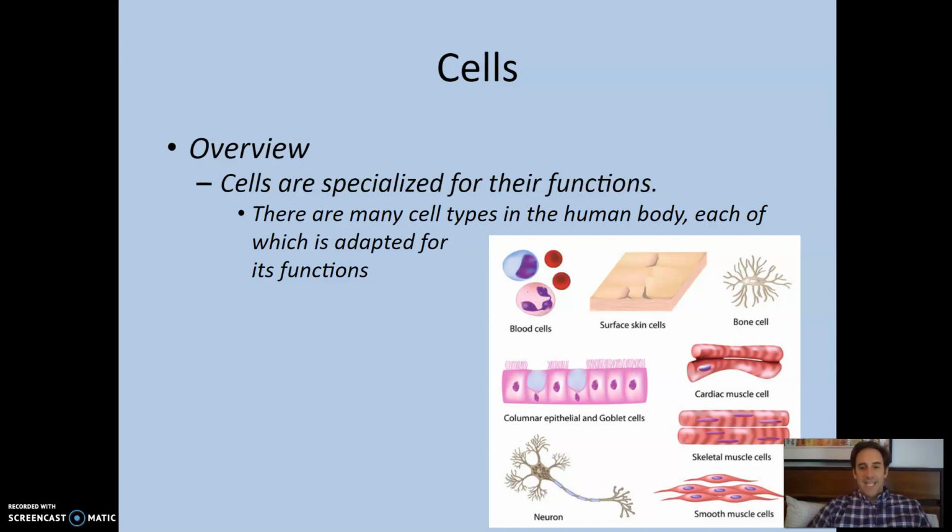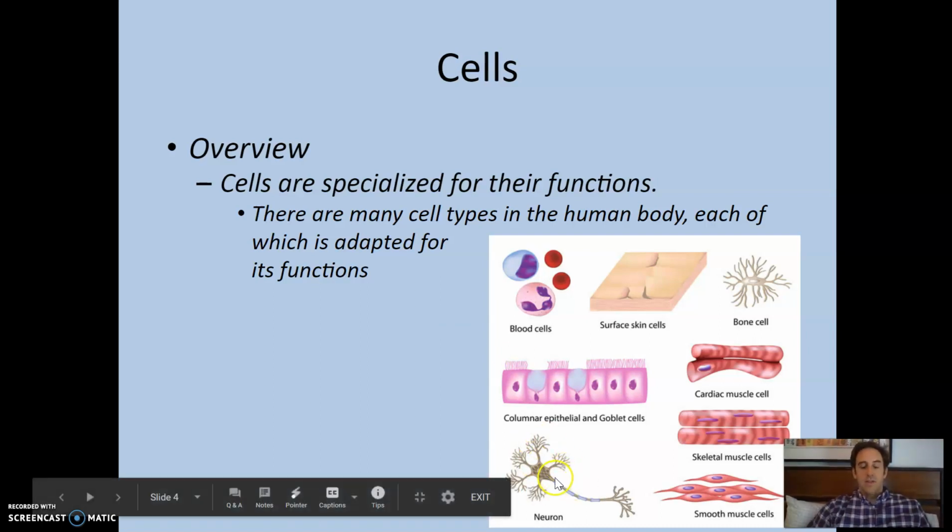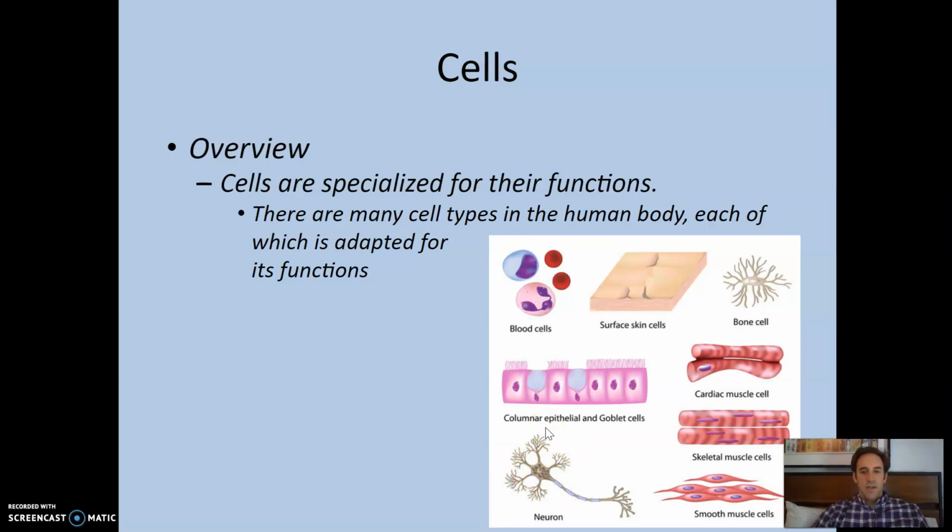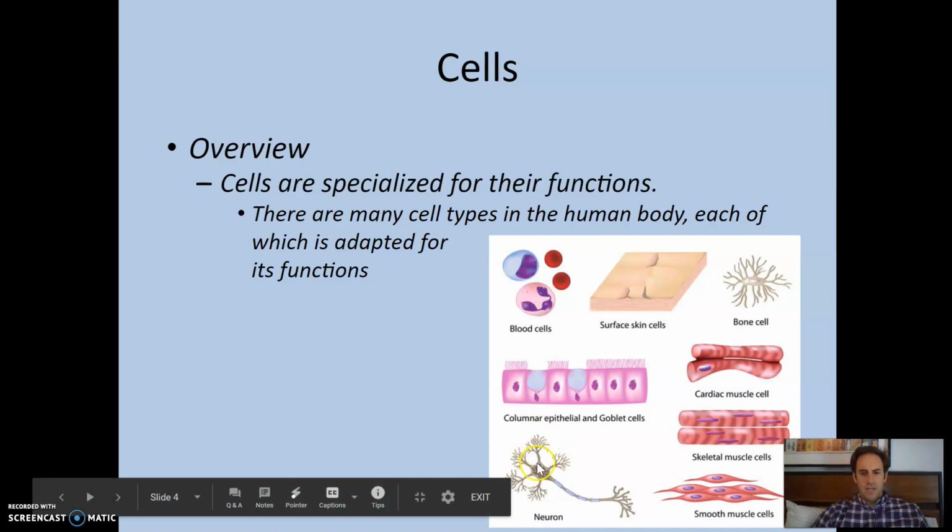Another thing by way of overview is that cells are very specialized for their functions. So you have a lot of different cell types in your body, and each of those types does a different thing. So here, for example, is a neuron. These are the cells that make up your brain, your spinal cord, your nervous system, and you can see it has a very unique structure and shape. Muscle cells kind of look like spaghetti noodles.